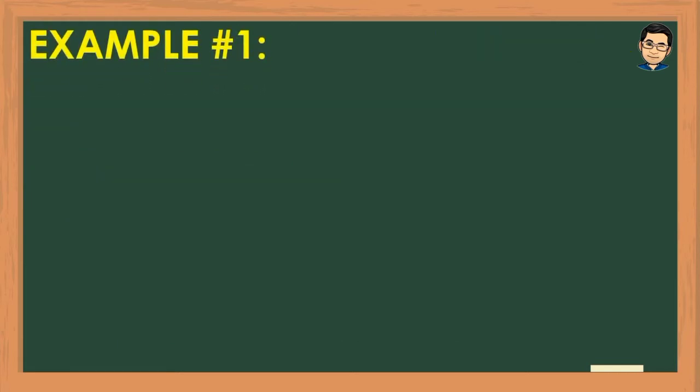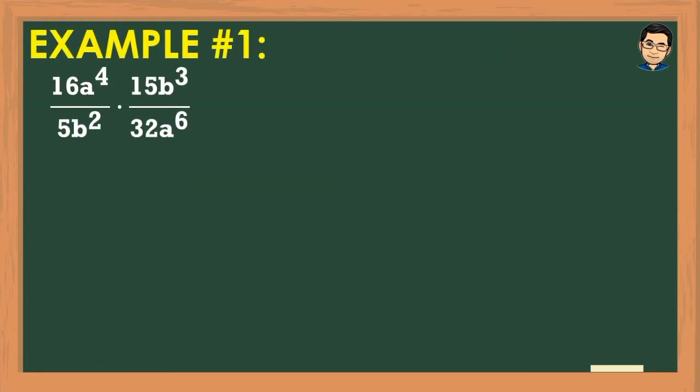So let's have example number 1, 16a to the 4th power all over 5b squared times 15b cubed all over 32a to the 6th power. So i-write lang natin yung given.